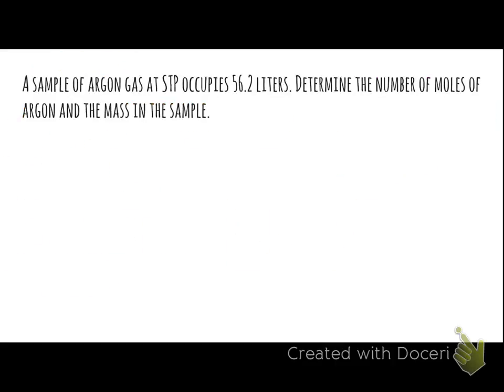A sample of argon gas at STP, should be ringing a bell here, we should be thinking numbers for that, at STP occupies 56.2 liters. Determine the number of moles of argon and the mass in the sample. So we're not just going to stop at the moles, we're going to do some solving after that. So we are solving for the number of moles, which is N. So if we rearrange our equation, I want you to pause this, rearrange your equation, and then come back. So we should have N equals PV over RT.